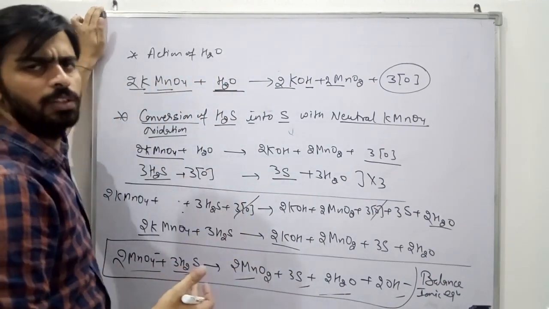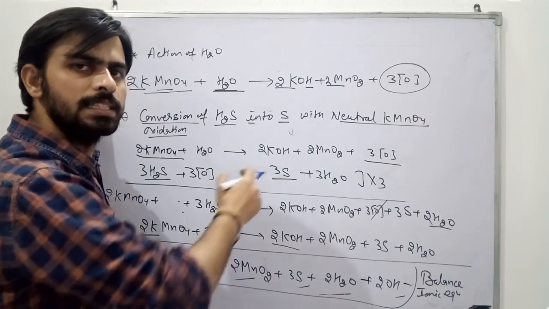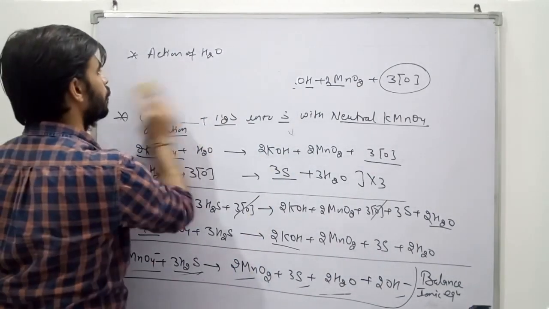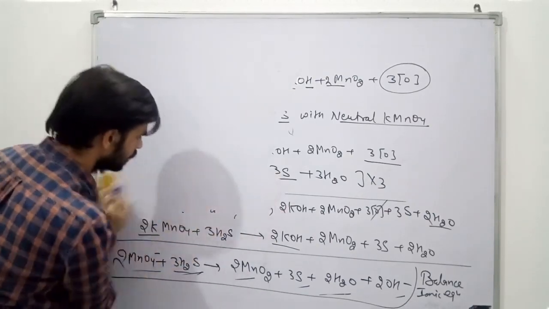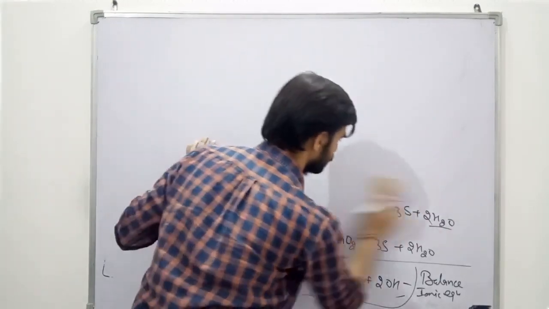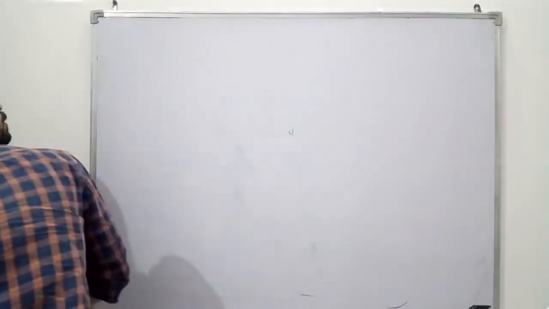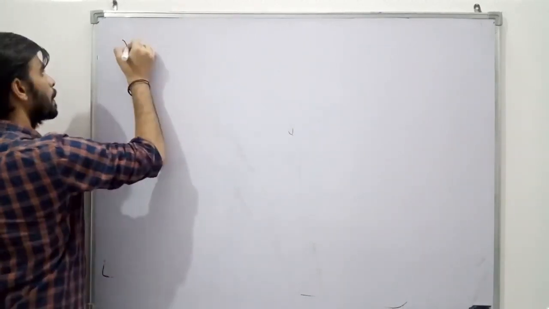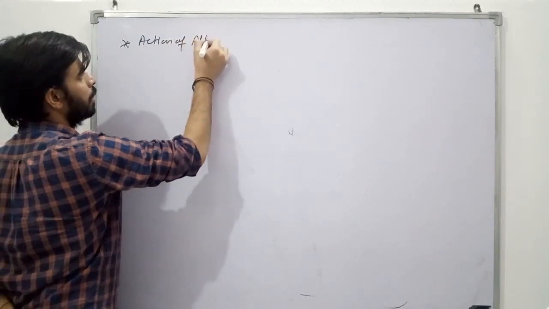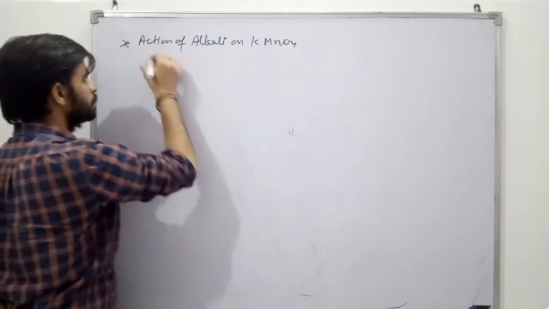There are so many reactions. We have just taken the one example. All the reactions would proceed in the same way. Now with alkali, action of alkali on KMnO4.